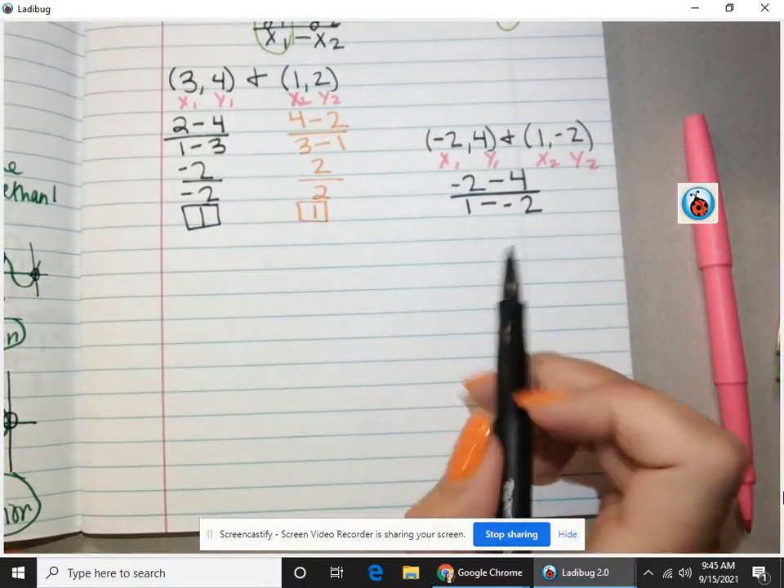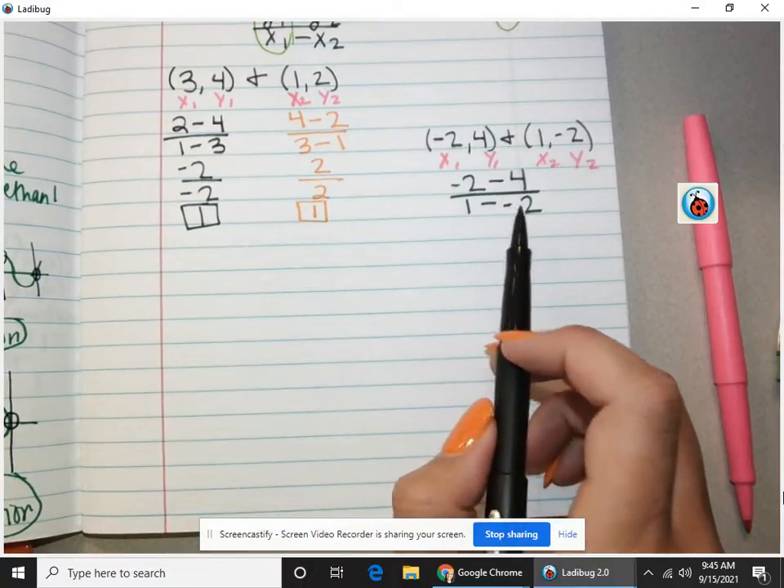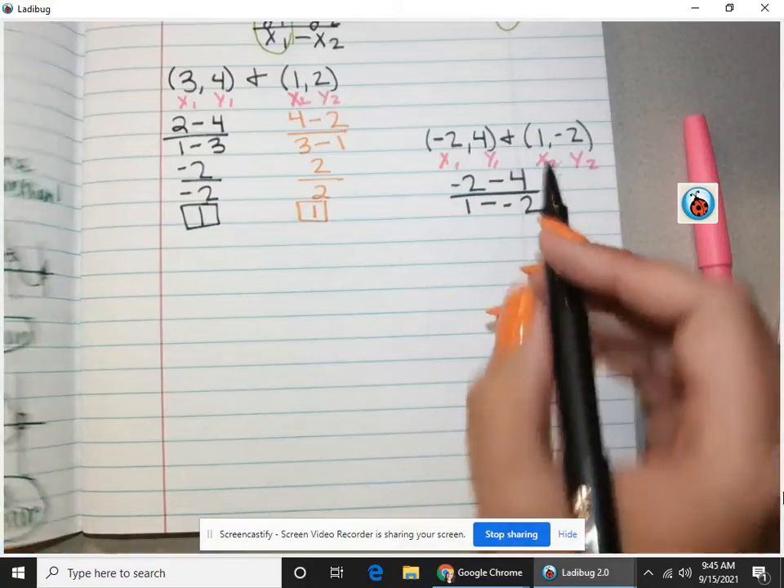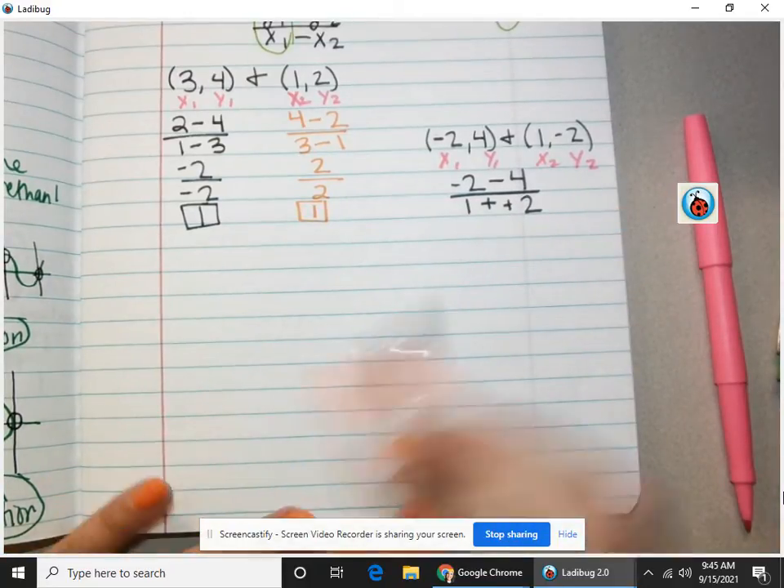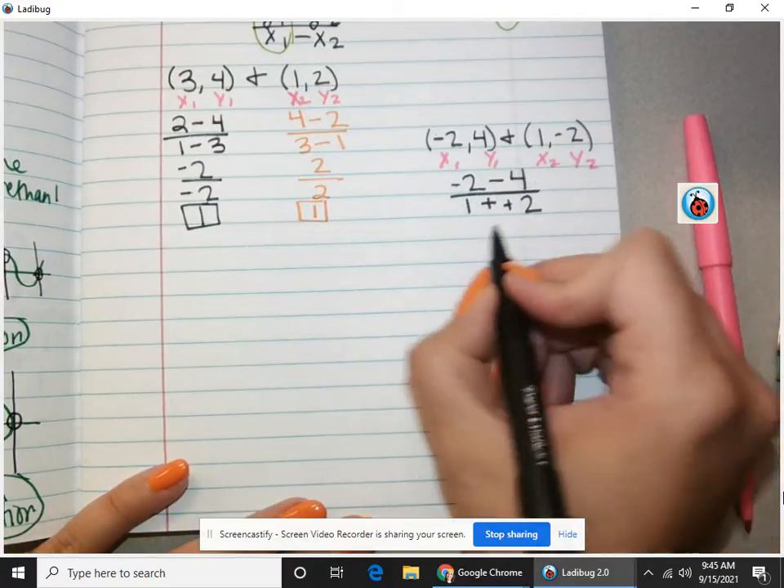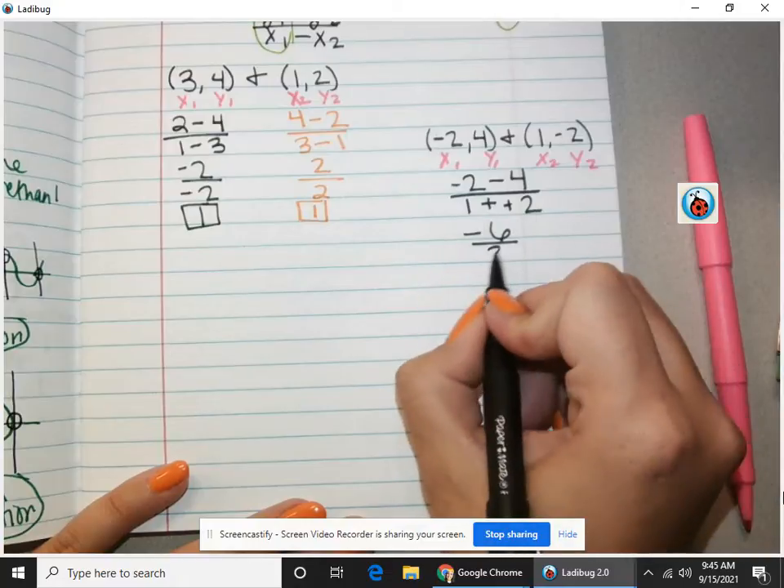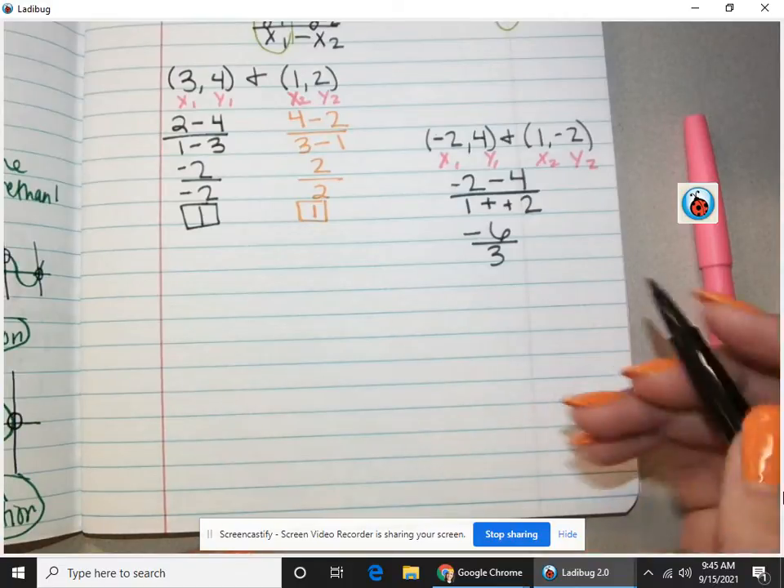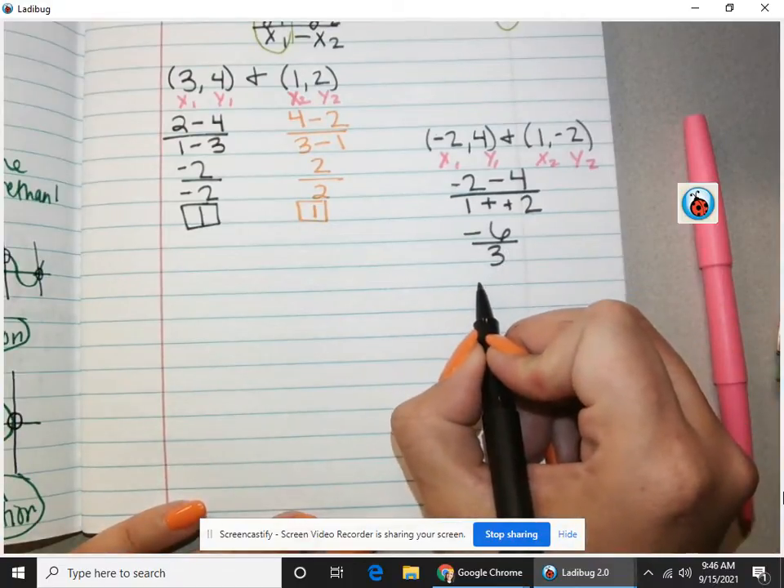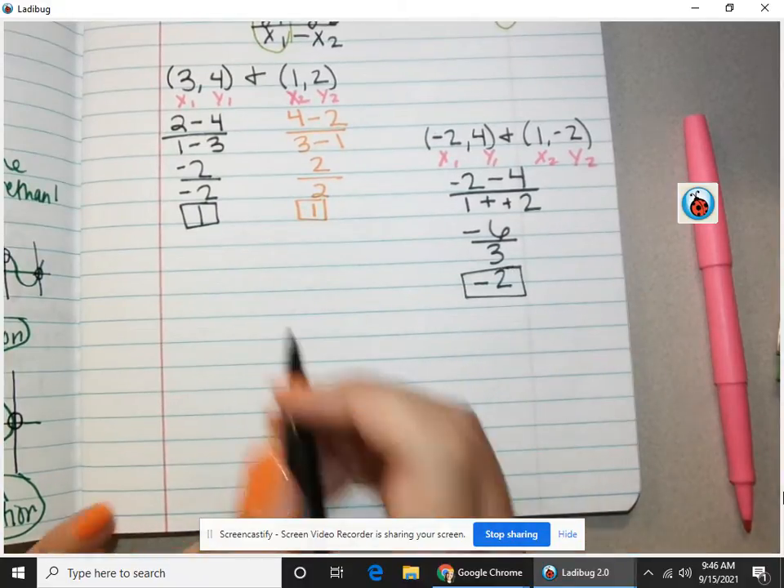Okay, the minuses have to stay there. So if you have a negative, you have to put that negative, and 2 negatives do what? Make it positive. So this is really like 1 plus 2. So negative 2 minus 4 is negative 6. Over 1 plus 2 is 3. So that's my answer, right? No, I need to reduce it. Okay? So if I reduce it, I'm going to get what? Negative 2.